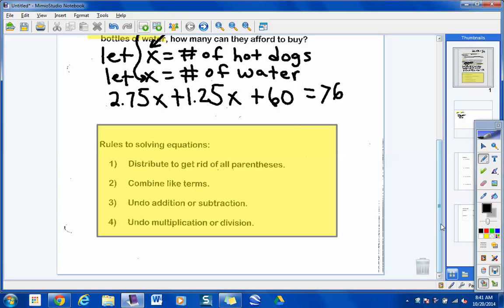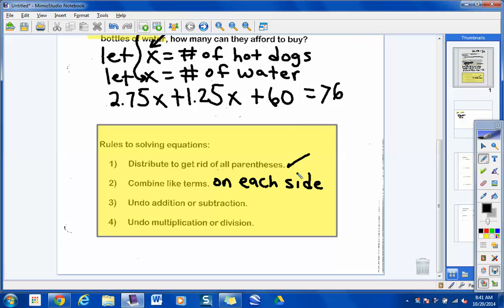Well, here's the first question. The way I've set this problem up, are there any parentheses? No, there weren't any, so we're good here. Check that off each time. Okay, second thing then says combine like terms. Now I should say combine like terms on each side.